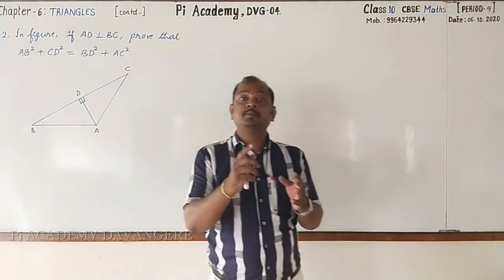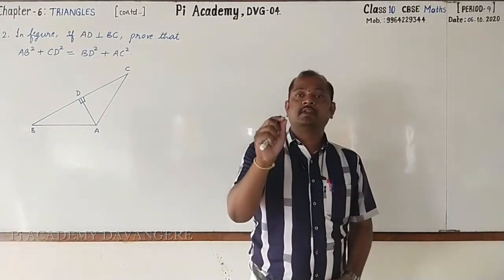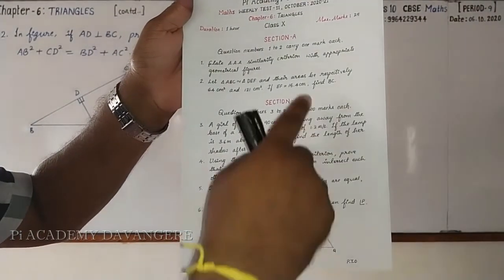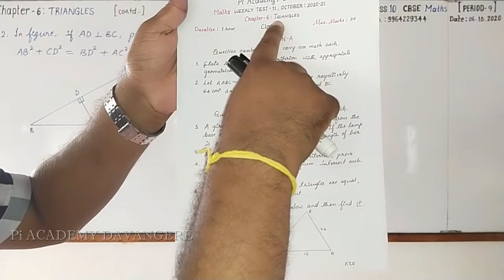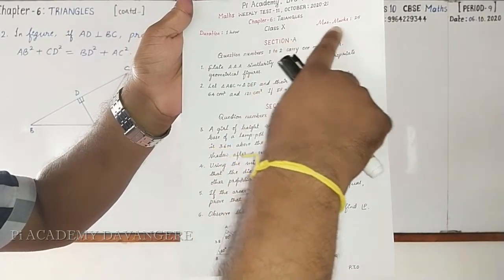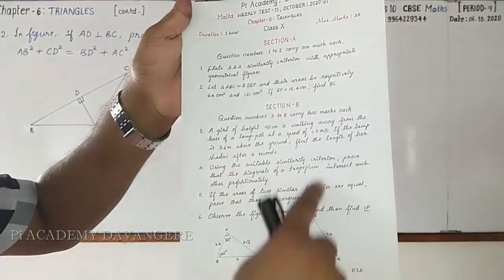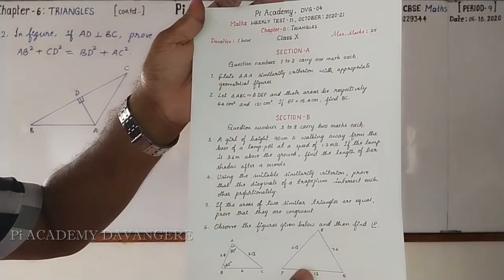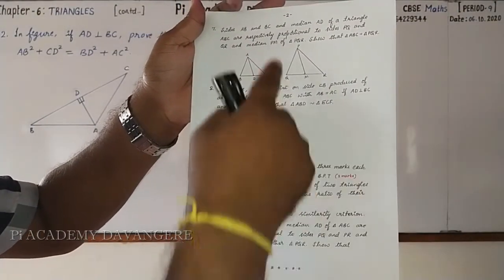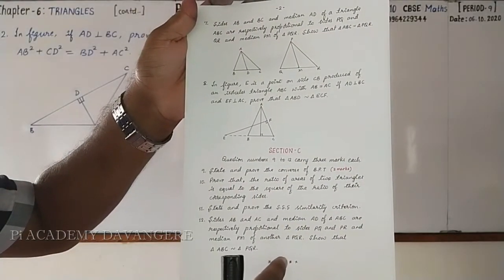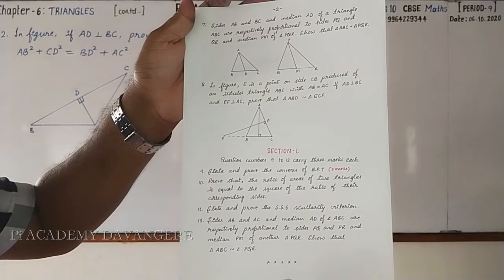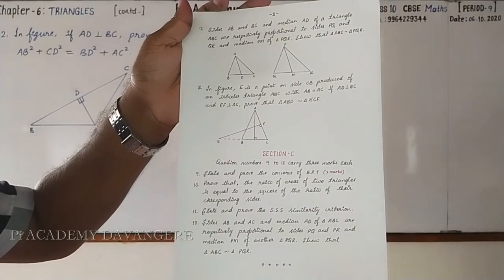Before that, let me show you the weekly test 11 question paper. This is the question paper and the test was conducted on the chapter triangles and it was for 25 marks. These are the questions in the first page. Go through them. And these questions are in the second page. Please take the screenshot of both the papers and use them for practicing.